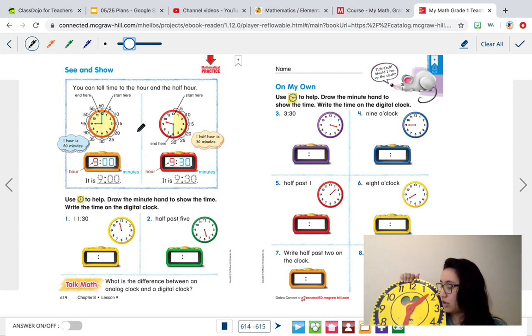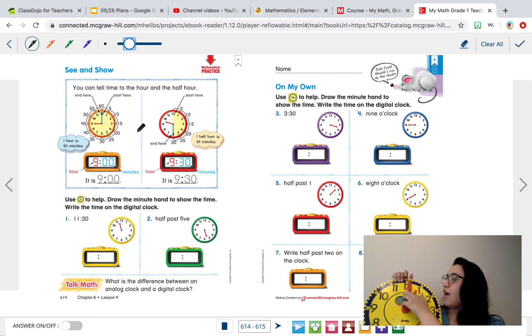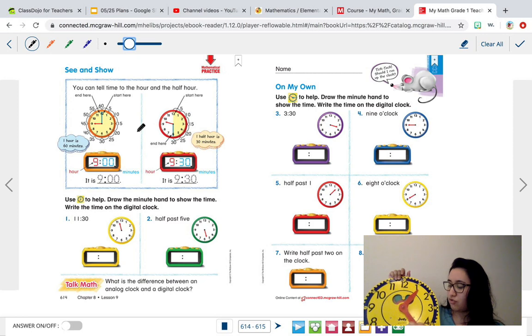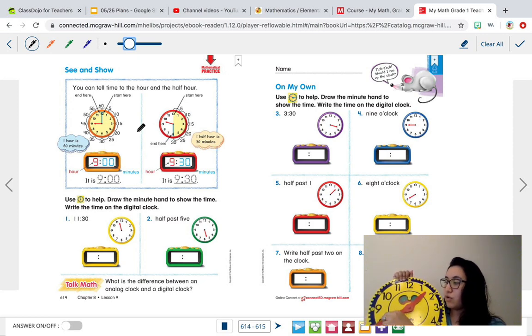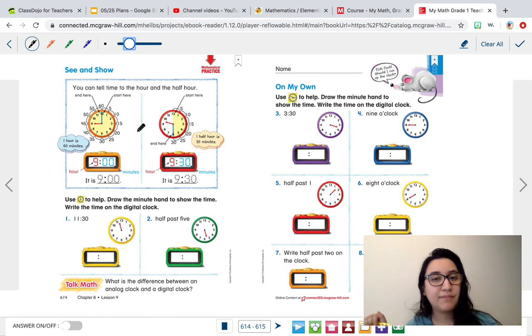That's how you read an analog clock with the minutes. So you look at the hour, and then you go 0, 5, 10, 15, 20, 25, 30, 35, 40, 45, 50, 55. And once you get to 60, it's the time for the new hour.